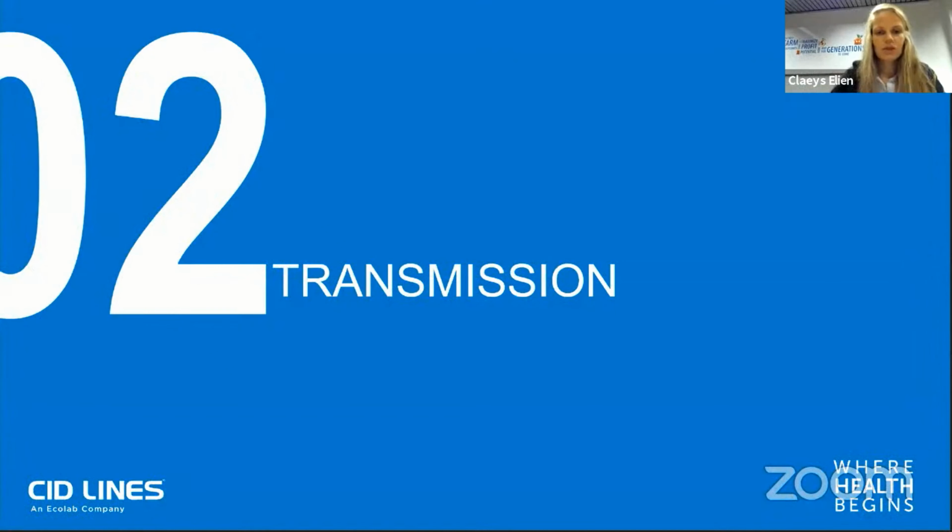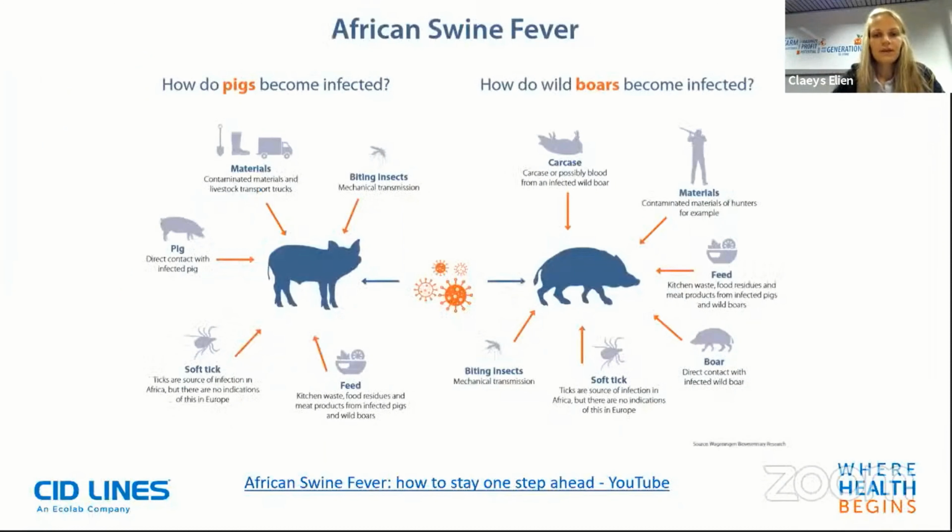So how is transmission happening? Here on this picture, you see the different vectors that can influence the spread or the transmission of African swine fever. So for all of you, it will be the left side of the picture that is the most important part. Because you don't have wild boar in Thailand or in the region, it's not really related to that. But on other parts of the world, wild boar are a huge vector as well.